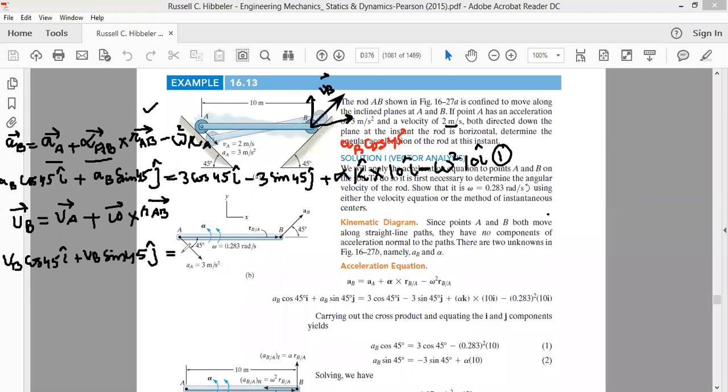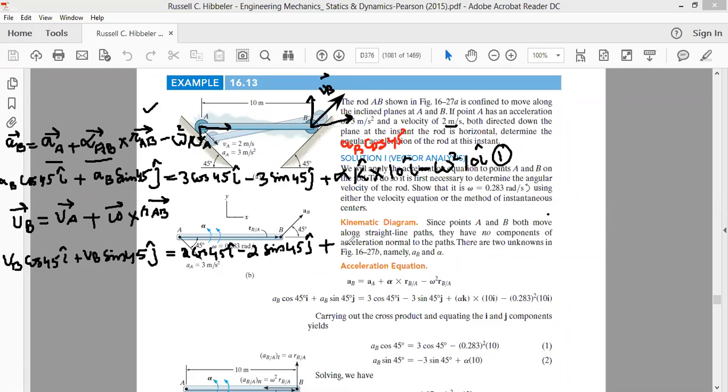We know the velocity of A is directed in this direction. It can be resolved into two components. This will be VA cos 45 i cap, and its other component will be downwards, that will be VA sin 45 minus j cap. So with VA being 2 meter per second, it is 2 cos 45 i cap minus 2 sin 45 j cap. This is the velocity of point A.